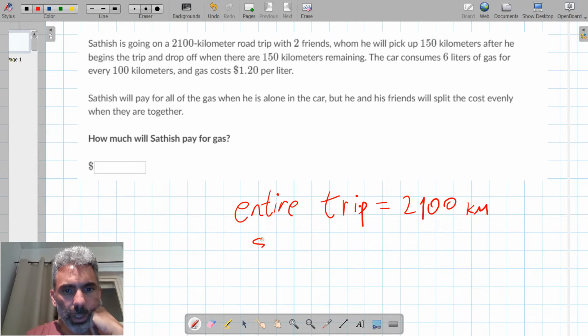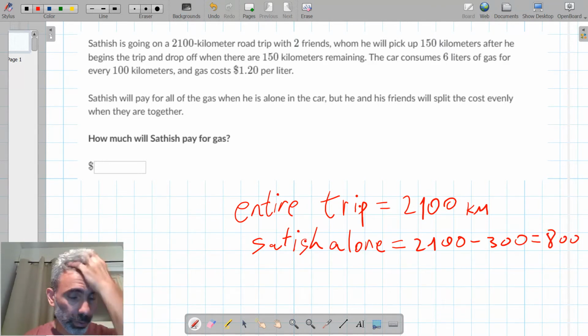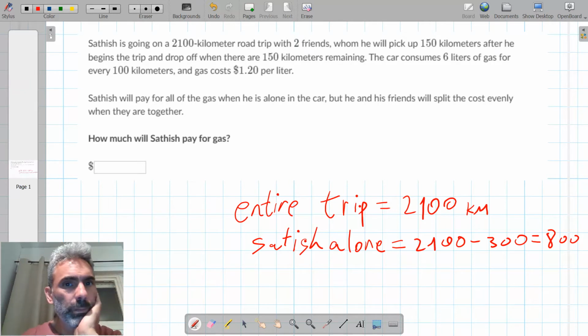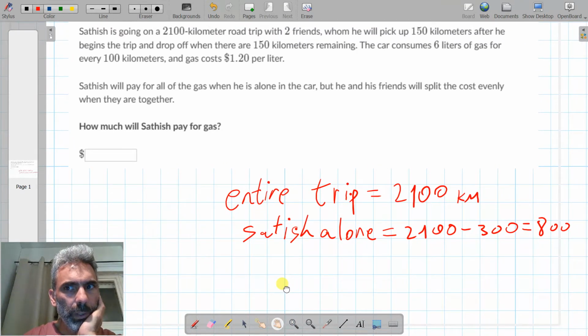And Satish alone (2100 minus 300 kilometers), which is 800 kilometers. The car consumes 6 liters of gas for every 100 kilometers.